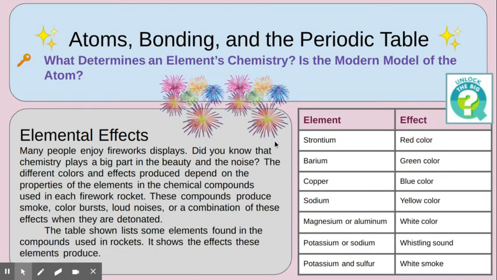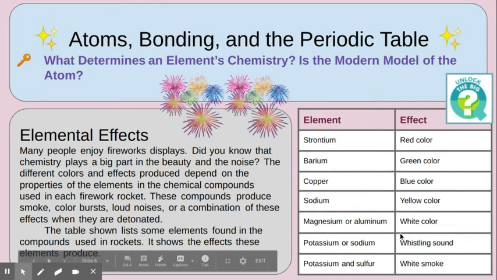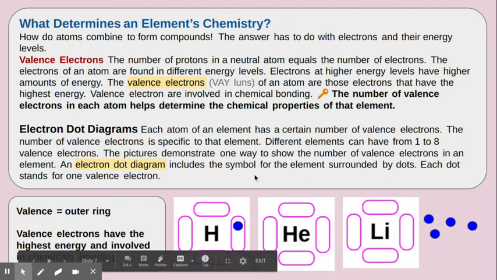I like this one because it talks to you about all the different elements that are used and their effect in fireworks. So adding a little strontium gives us red color, barium gives us green, and even sounds or smoke. So we'll talk more about fireworks as well.